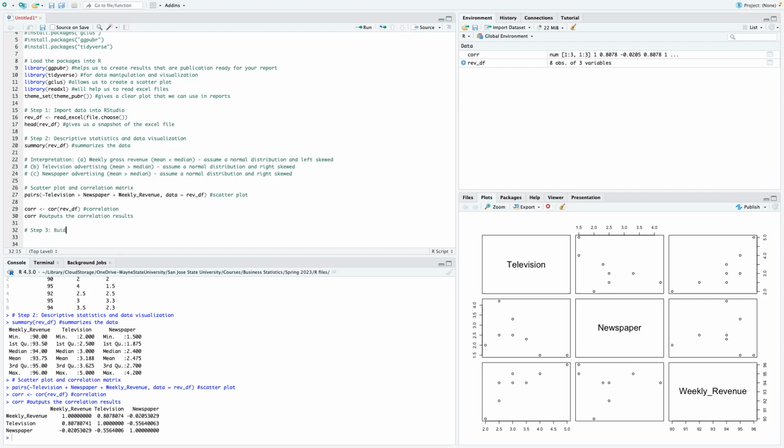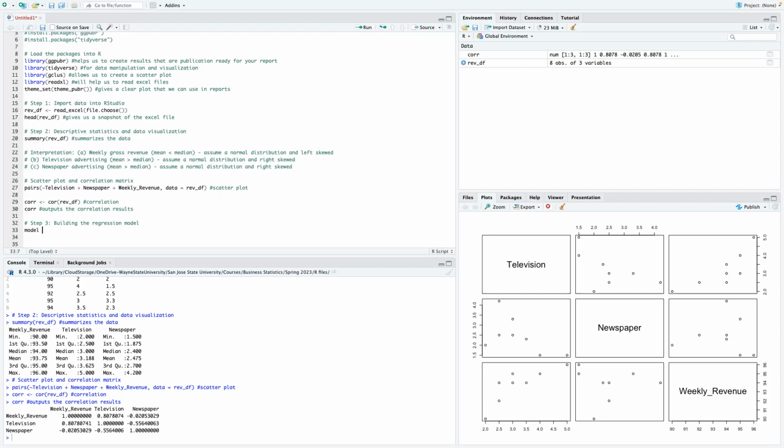So step 3 is to basically build the model. So I'm just going to say building the regression model. We use the function called lm. So that's weekly revenue, which is our dependent variable, with our inputs, television plus newspaper, and then we call our data.